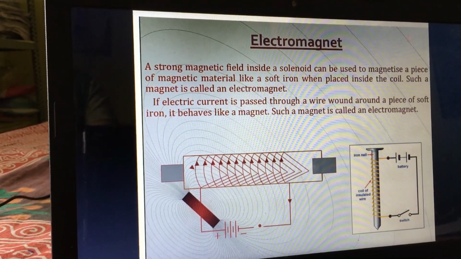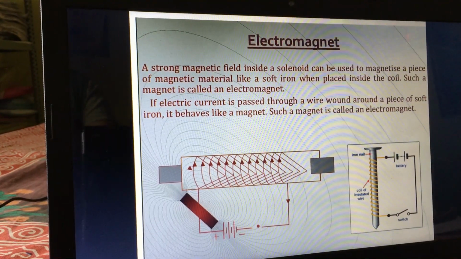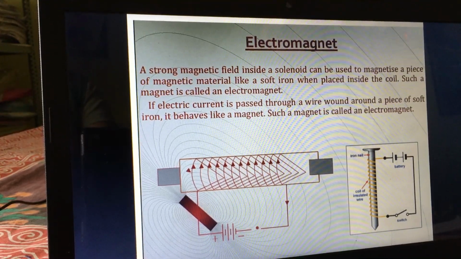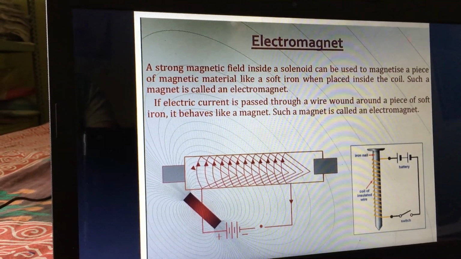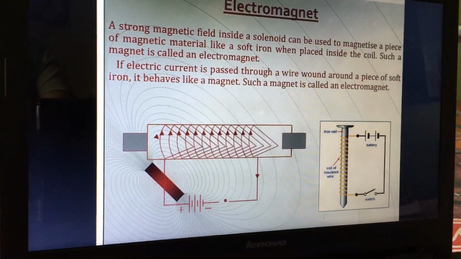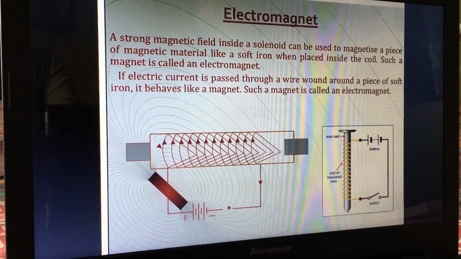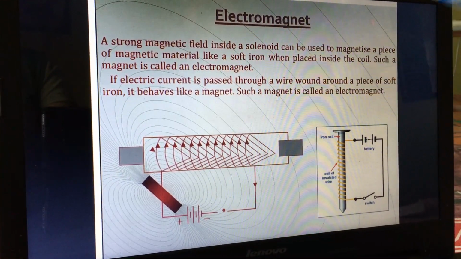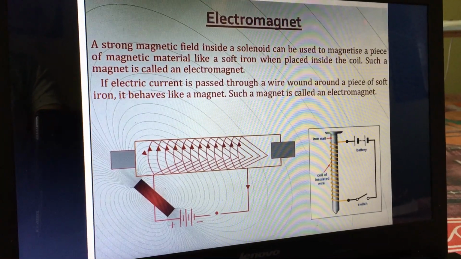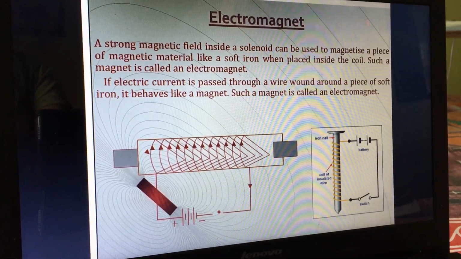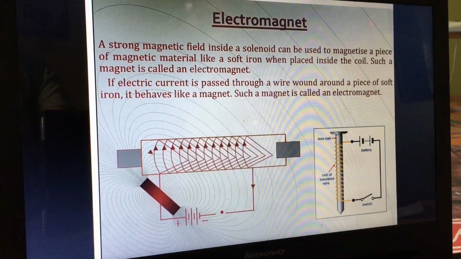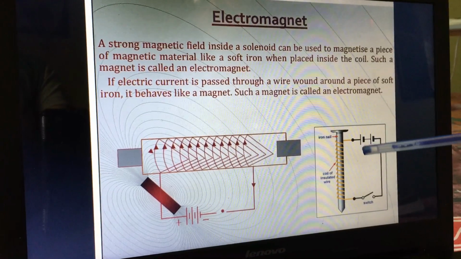Because hard iron, like steel, will take a large time to become a magnet, and it will also take a large time to demagnetize. But soft iron can magnetize as well as demagnetize quickly, so for making an electromagnet we prefer soft iron. Many times this question is asked of children or comes in the board exam: why is soft iron used? The reason is that soft iron can be magnetized and demagnetized very quickly. So rather than soft iron, we can also take simple nails.